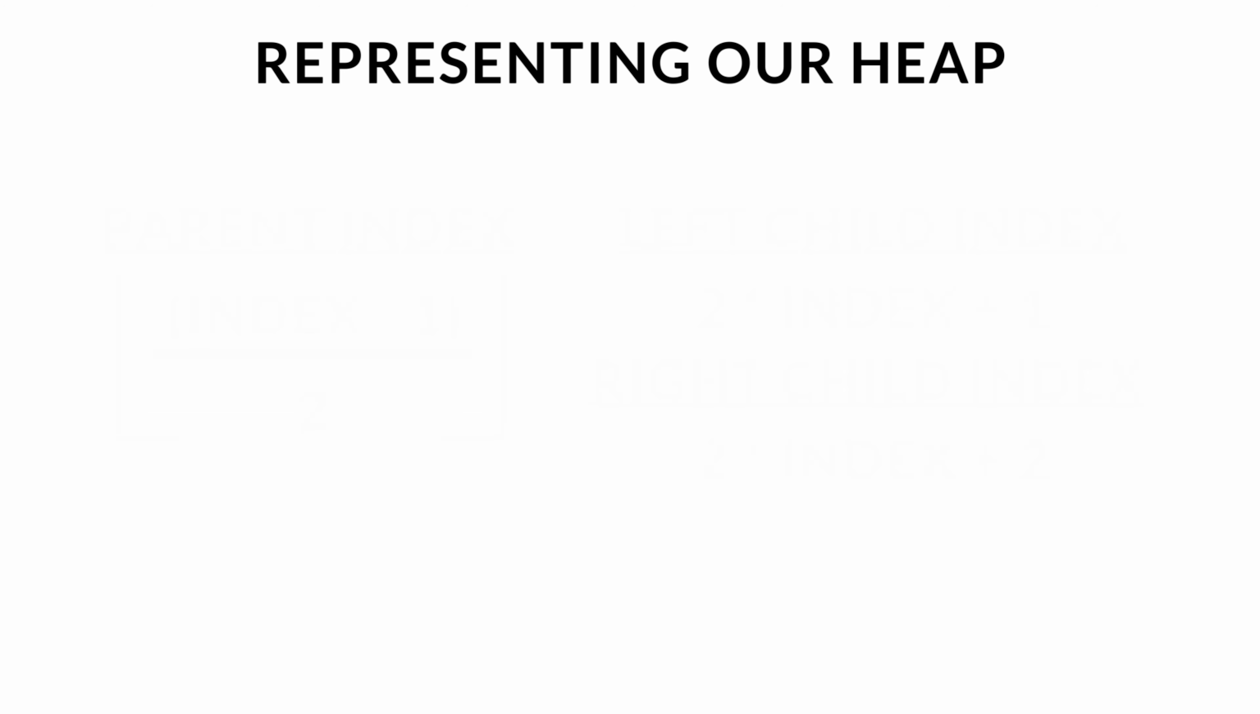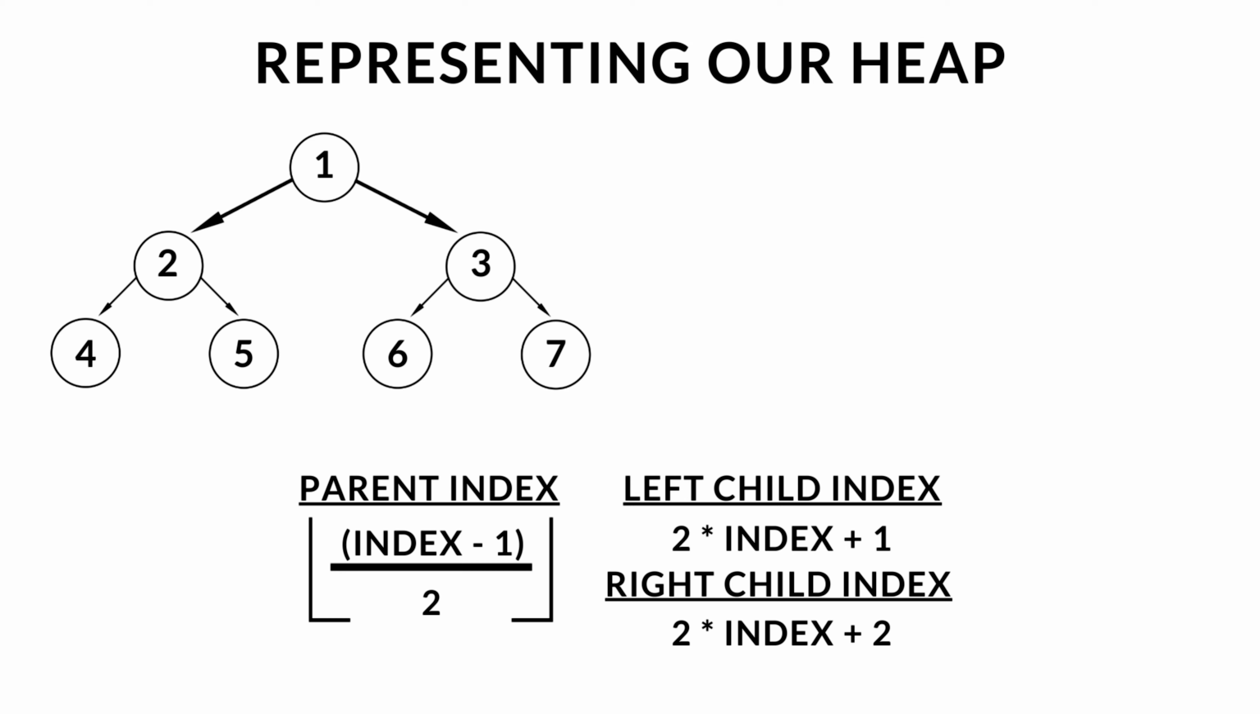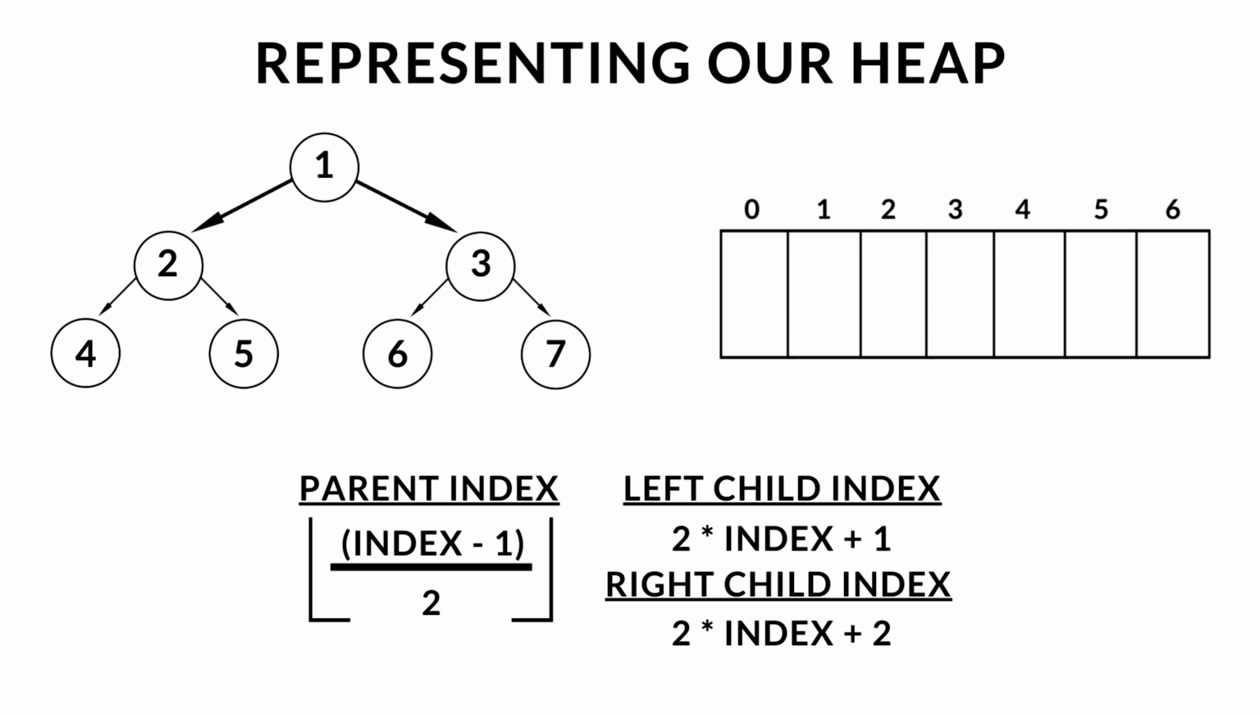So given the following Min-Heap, let's go ahead and convert it into an array. First step, the root is always at index 0. So let's go ahead and store 1 at index 0. Next, let's calculate the root node's children. Using the left child formula, we use the root index, which is 0. So 2 times 0 plus 1 will give us the index of 1. So we store 2 at index 1. Calculating the right child, 2 times 0 plus 2 will give us the index of 2. So we store 3 at index 2.